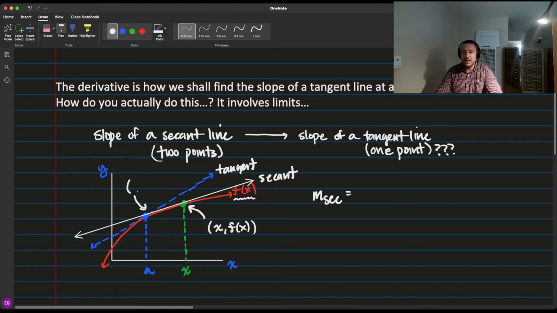What is the x value of that point? Cool, so what's the y value? Not f of x, f of a. Cool, we now have our 2 points. The slope of the secant line is the difference of the y values over the difference of the x values, which means we have f of x minus f of a, those are our 2 y values, over x minus a. Boom.